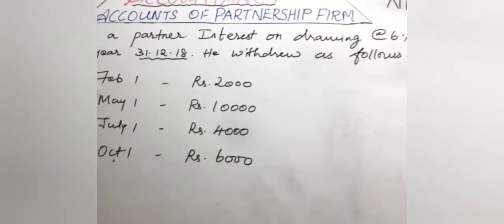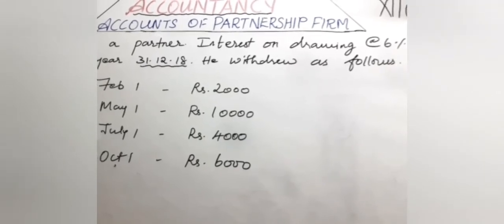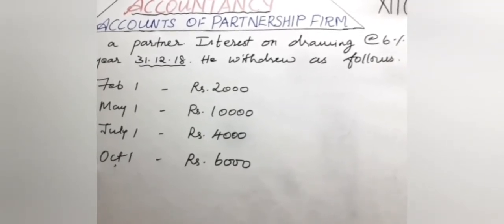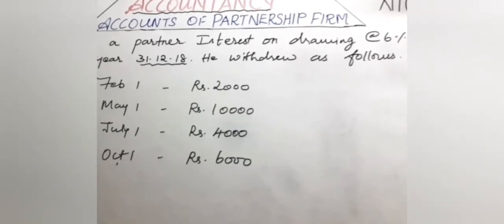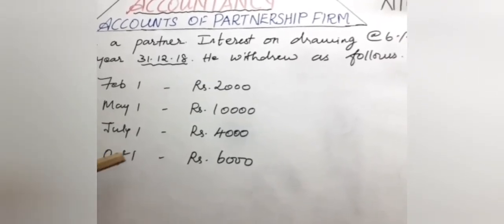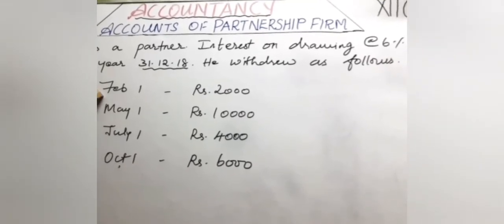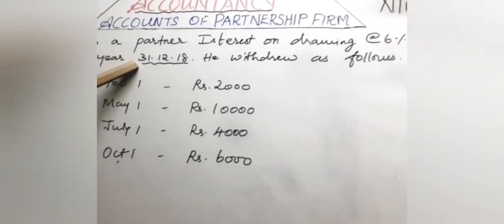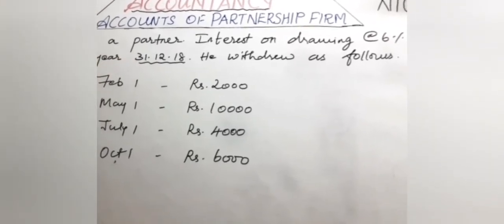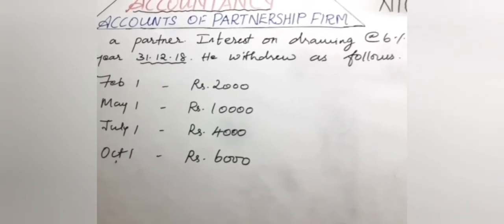February 1 he is withdrawing 2,000. May 1st he is withdrawing 10,000. July 1 he is withdrawing 4,000. October 1st he is withdrawing 6,000. Now you can see here the month is different and the amount is also different. Okay, so from the date of withdrawal to the accounting year end, we want to calculate the interest. Okay children, so let us see how to do the sum.